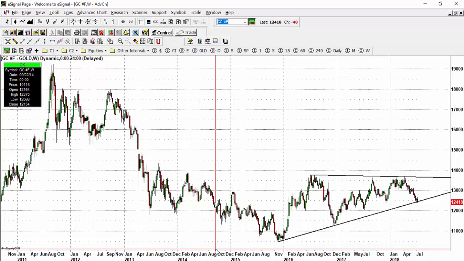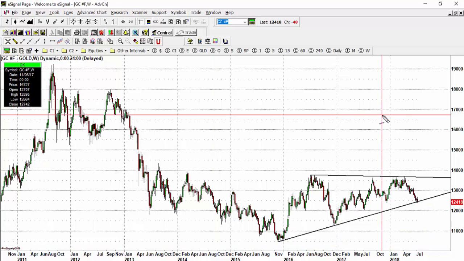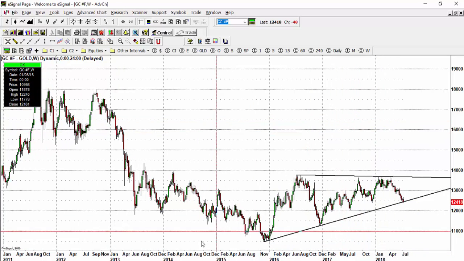But what we want to see is if the market is going to rebound. Now, on the other hand, if we start to see the market close below the triangle uptrend and close below 1200, that could signify a broader move down, and what we could do is even challenge that $1,100 region in gold. So we're still in a consolidation pattern with the gold market.